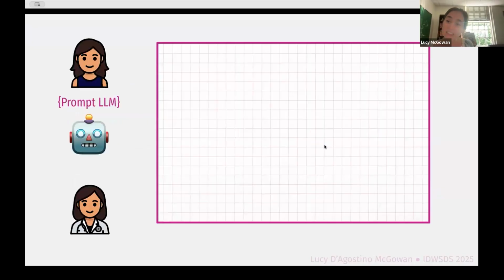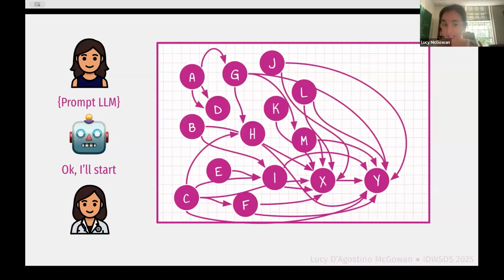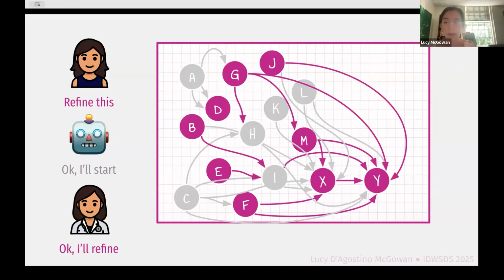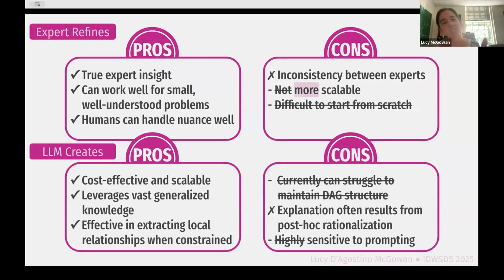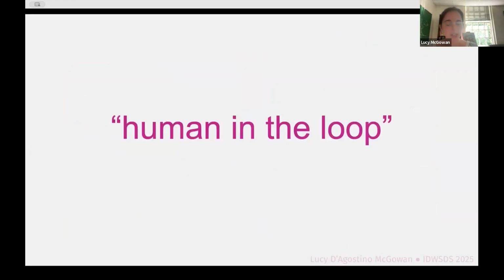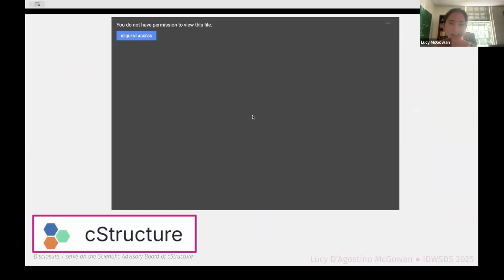So what we're proposing is a human-in-the-loop process where you would prompt the LLM, it would start and give this kind of crazy thing, and then we would ask the clinician to refine it. That solves the problem of not having anything on the page to start with. The clinician might erase some arrows that don't make sense, add some in, and then we would have the final adjustment set from there. So, coming back to our pros and cons, if the experts are refining and the LLMs are creating, it's a little more scalable, and we don't deal with the issue of it being so sensitive to prompting. So this human-in-the-loop approach is what we are trying to do.